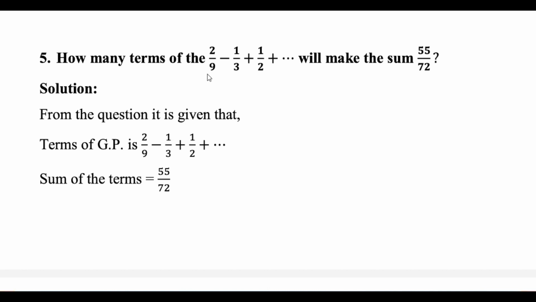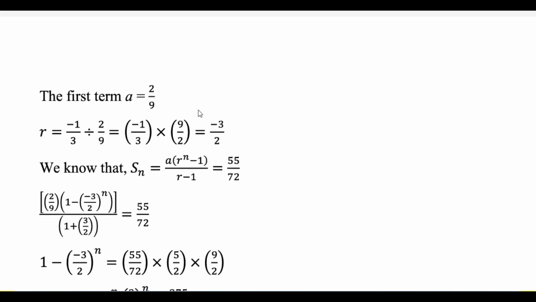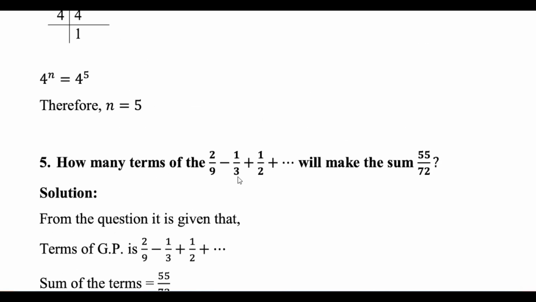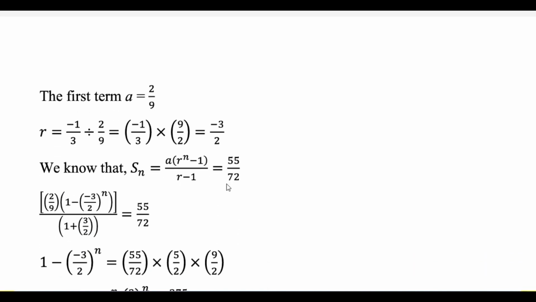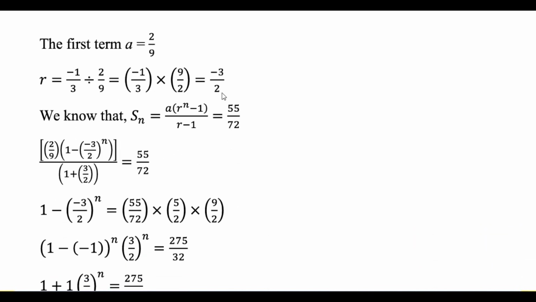How many terms of 2 by 9 minus 1 by 3 plus 1 by 2 and so on will make the sum 55 by 72? So this is a series whose sum will be 55 divided by 72. The first term a is 2 by 9, as given in the question. For the common ratio r, second term divided by the first term, it comes to minus 3 by 2.